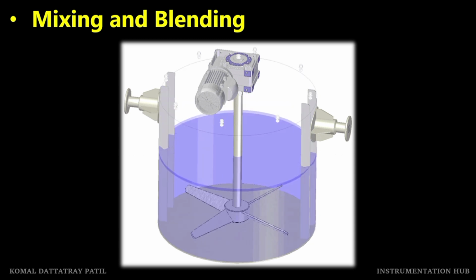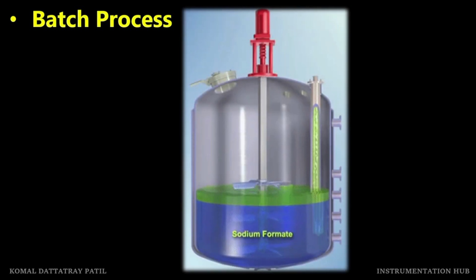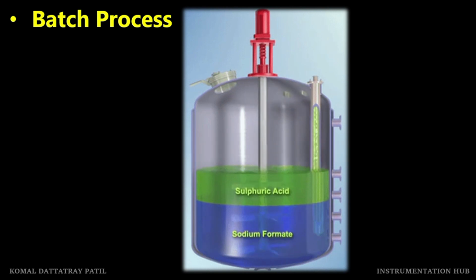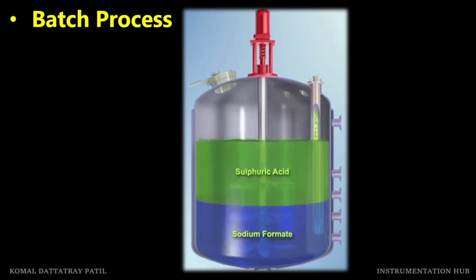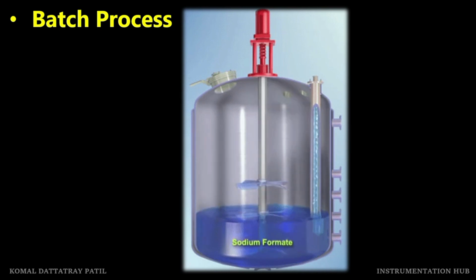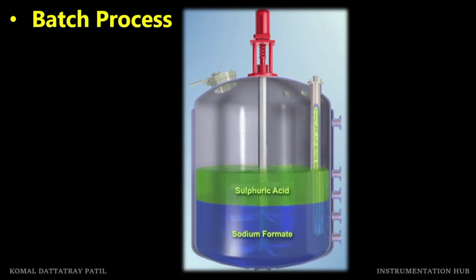The next application of control valves is in batch processing. Control valves help in achieving accurate timing and sequencing of different operations within a production cycle. An example you can see on the screen. With control valves, it is possible to maintain a production cycle without any human interference.